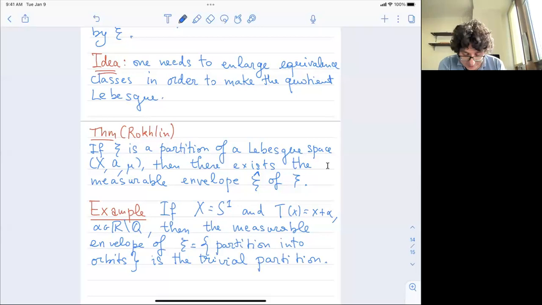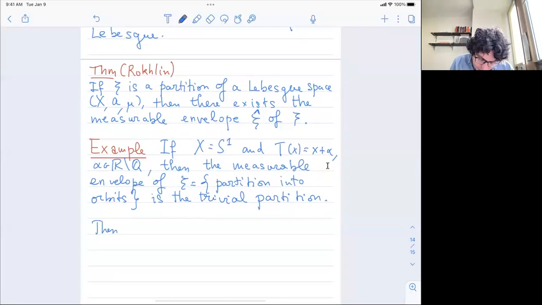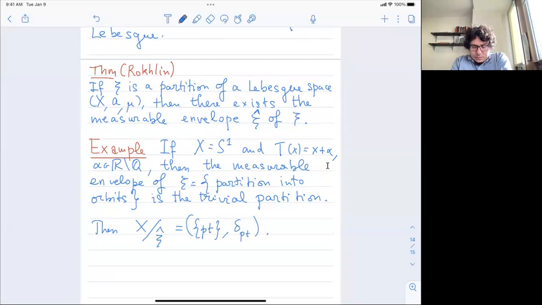that's what it is. So you have to take some union of orbits, and since the map is ergodic, the only way to do it is to put all the orbits in the same class. So clearly then the quotient, X mod psi hat, is just a point. So that's the only thing that can happen.